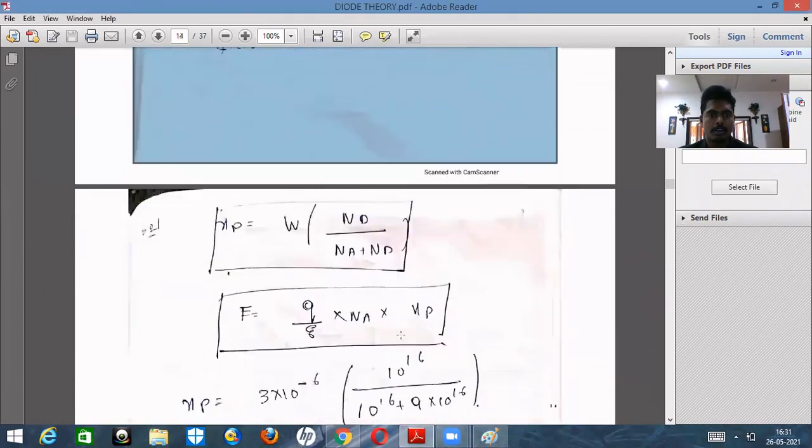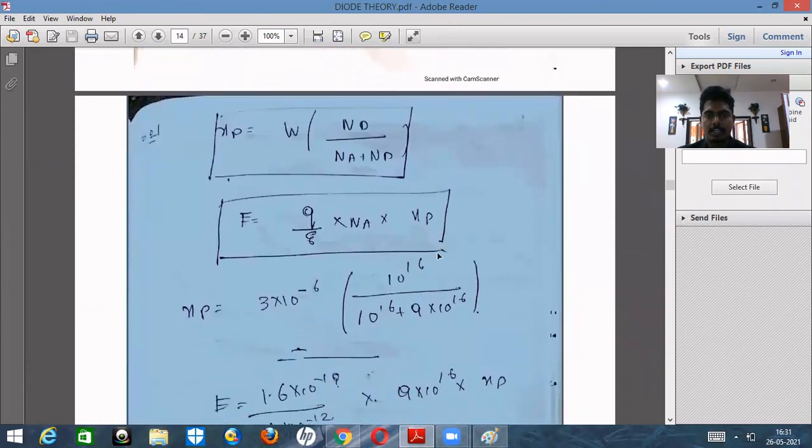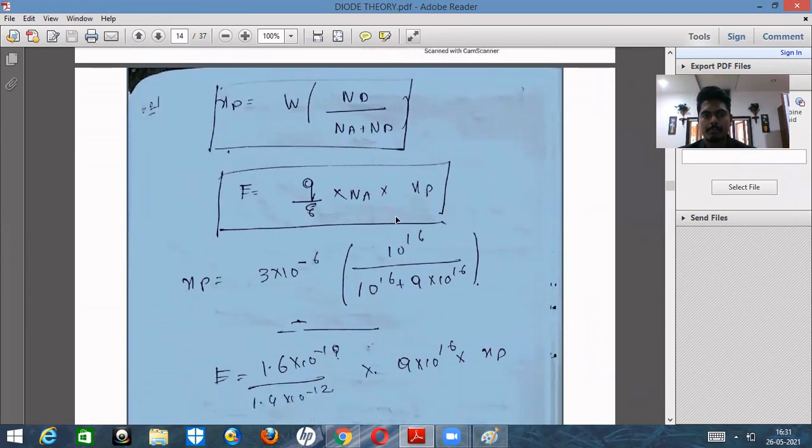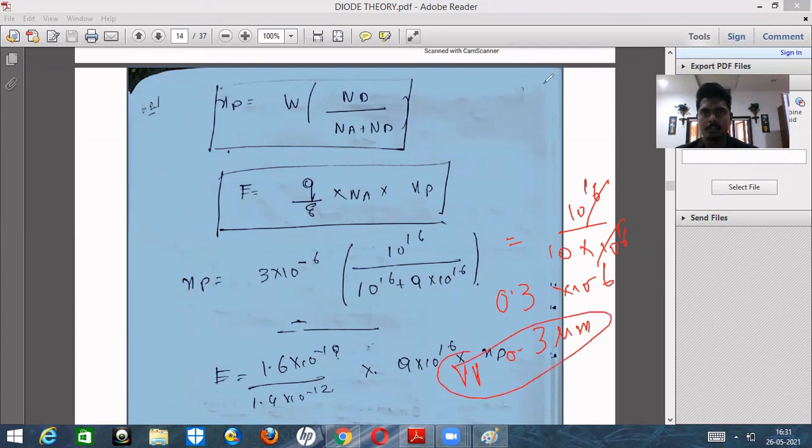Okay, if we can see here. So 3 into 10 power 16 upon, you will get 10 power 16 upon 16. Okay, if you cancel out this one, so this will be 10 power 16 upon 10 into 10 power 16. So this will cancel out with each other. You will get 0.3 into 10 power minus 6. So that is nothing but 0.3 micrometer. So therefore, the value for Xp is equal to 0.3 micrometer simply. Okay, fine.